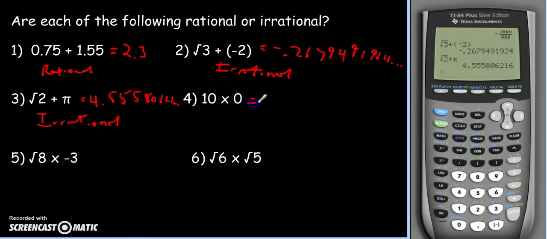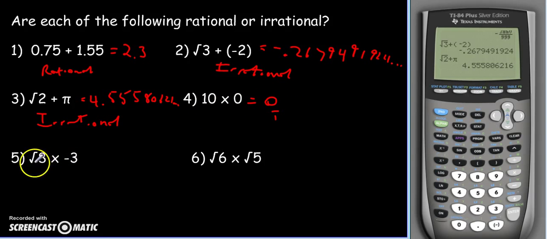10 times 0 is 0. Now I don't recall if we specified whether 0 was rational or irrational. So this is the product of 2 numbers. This one is rational. 0 is actually also rational because it can be written as 0 over 1. So 2 rationals make irrational.